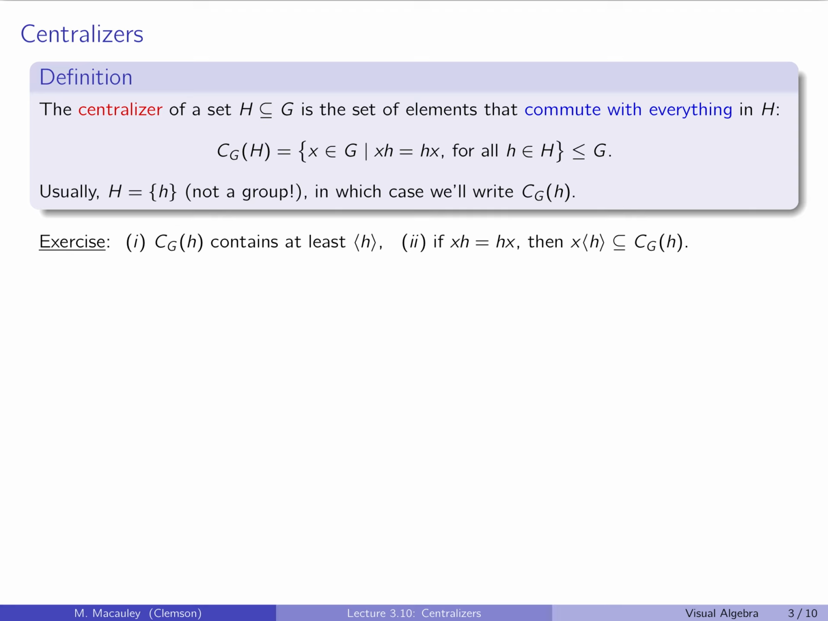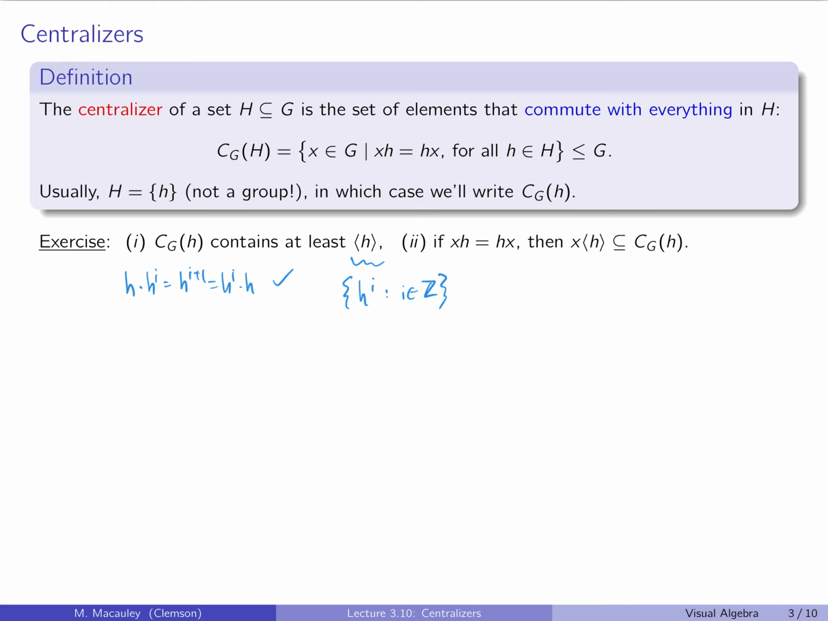So here are two basic exercises. First of all, the centralizer of an element h contains at least the cyclic subgroup that it generates. Do you see why that is? The cyclic subgroup that it generates is just the set of all powers h^i, where i is an integer, so this could be a finite or infinite set, but definitely h times h^i. So h commutes with other powers of h. So this is h^(i+1) equals h^i times h.